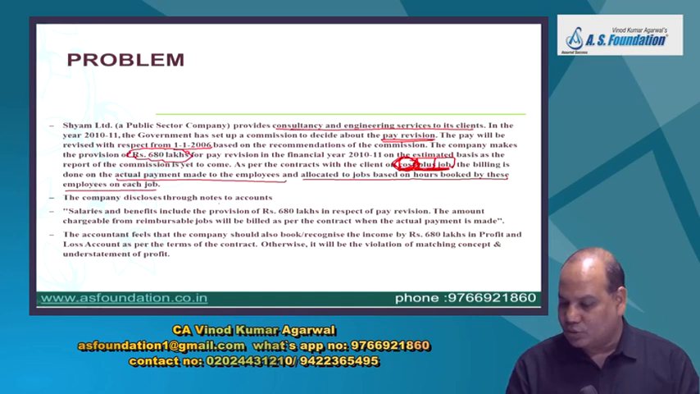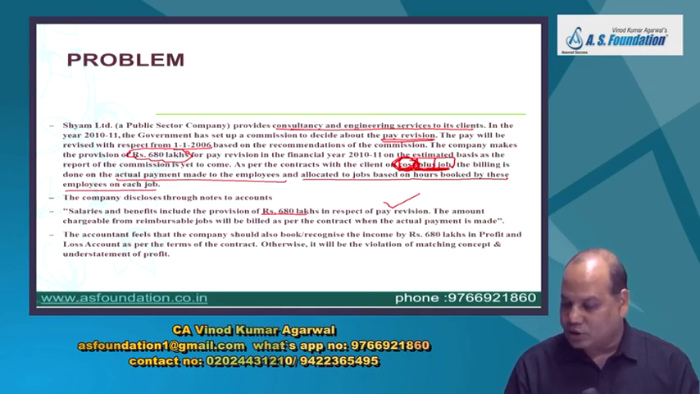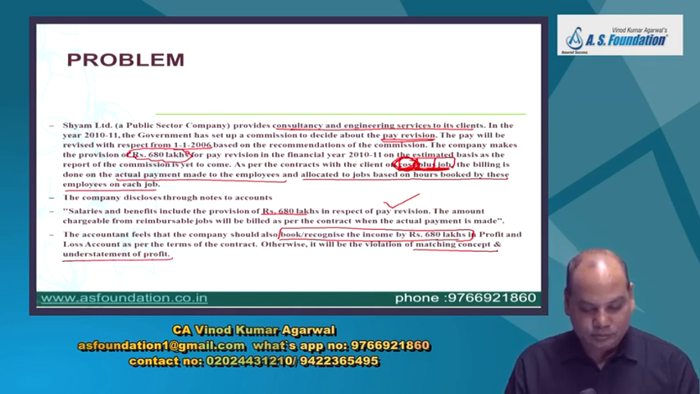The company discloses through notes to account, salaries and benefit include the provision of 680 lakh in respect of pay revision. This is right, because all conditions of provisions are satisfied: present obligation, past event, reliable estimate, outflow of resources. The amount chargeable from reimbursable job will be billed as per the contract when the actual payment is made. The accountant feels that the company should also book or recognize the income of 680 lakh. Recognize the income? Is it an income or reimbursement? In P&L account as per the terms of the contract, otherwise it will be a violation of matching concept and understatement of profit. Then what is the question?